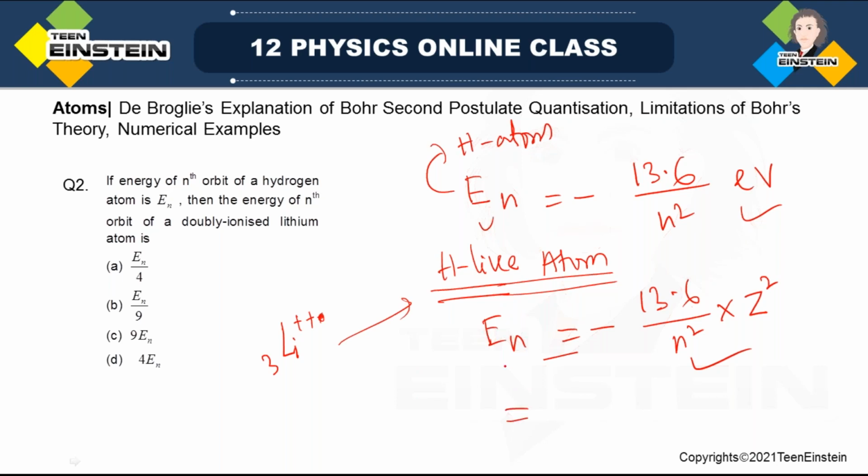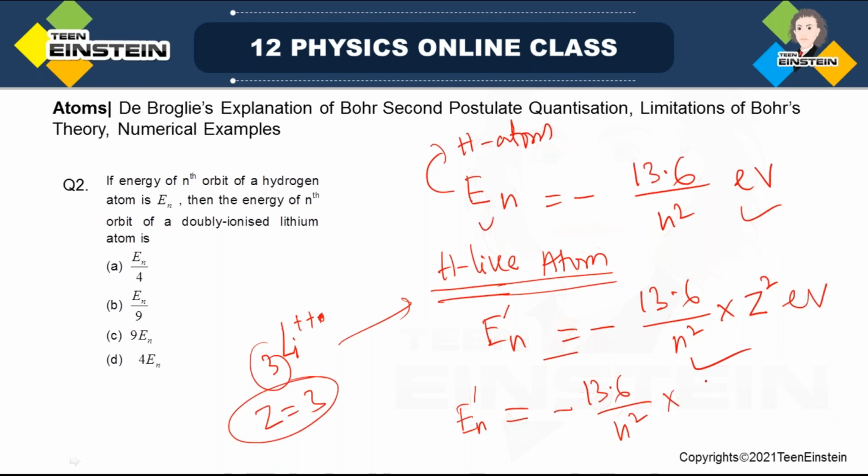So what is this formula? Let us say this is for hydrogen like atom. I'll write here for the time being En prime, for hydrogen like atom. Here z is how much? Z is 3 for a doubly ionized lithium atom. So minus 13.6 by n square, it is as it is, electron volt. And see what is changing over here: z square, you have to write. Z square means 9 in this case.